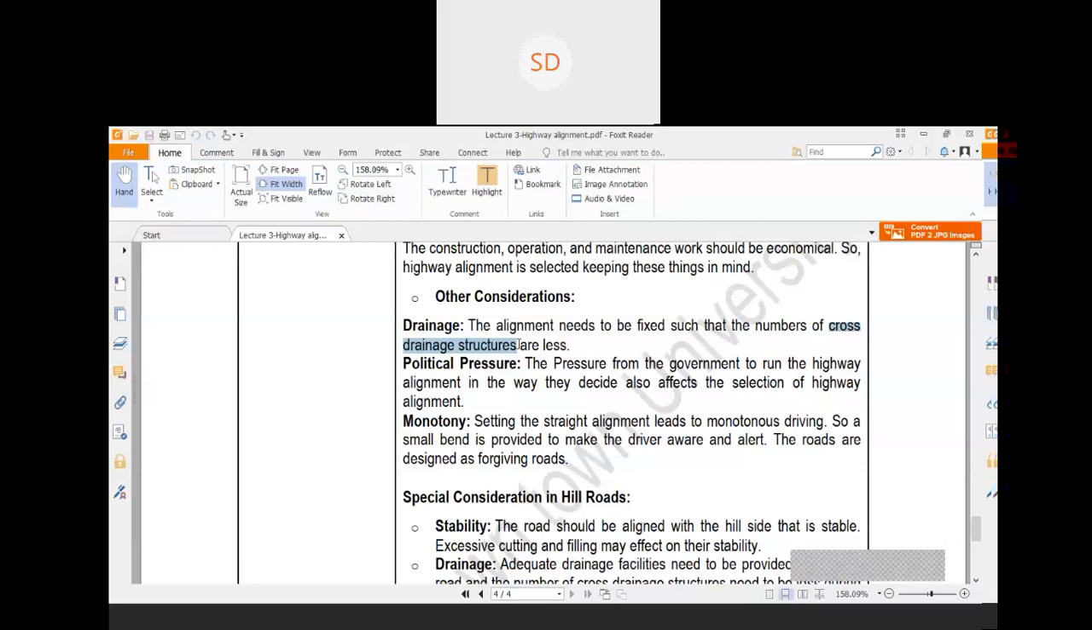Now, whenever there is some cross drainage structure, in that case, to operate the alignment or to construct the highway, you need to construct different culverts or bridges. Now, if the number of cross drainage works is very high, then the number of culverts and bridges would also be much higher. So, in that case, it will overall increase the cost of the construction.